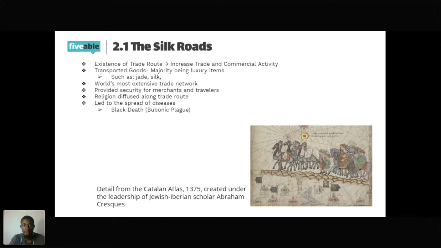And here we have a picture on the slide that details the transportation along the Silk Roads. It was basically depicting Abraham and the Jewish Iberian scholars traveling along these Silk Roads.